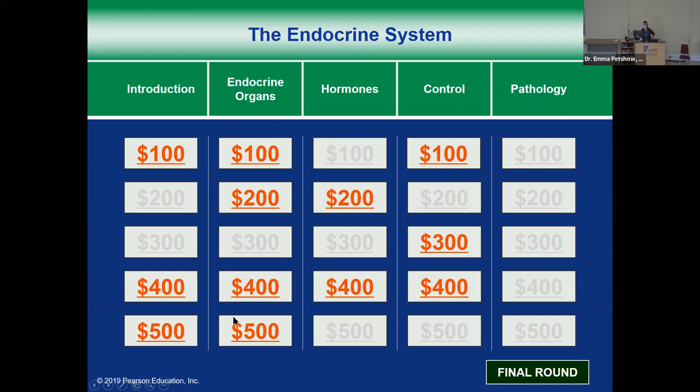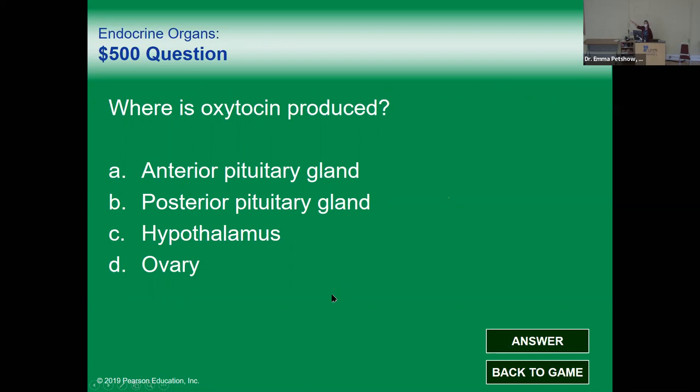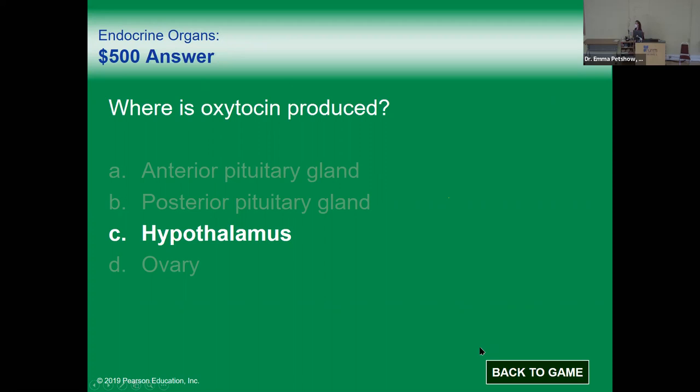Endocrine organs 5. Where is oxytocin produced? It's obvious on our screen. Just don't ignore that. You already know. It's one of two produced from the posterior. Oh, this is a tricky one. I tricked you all again. I even said this to you all. I told you, and then I even forgot.